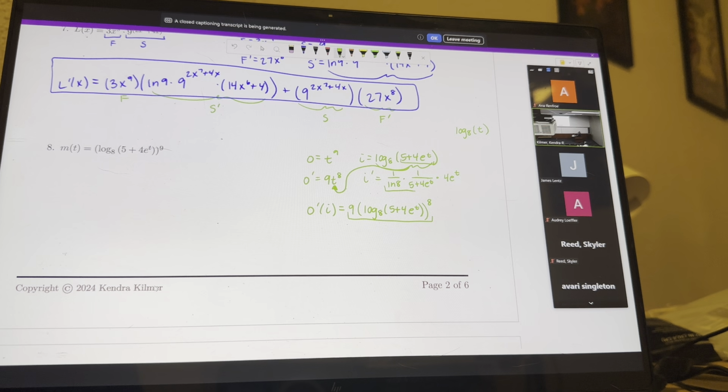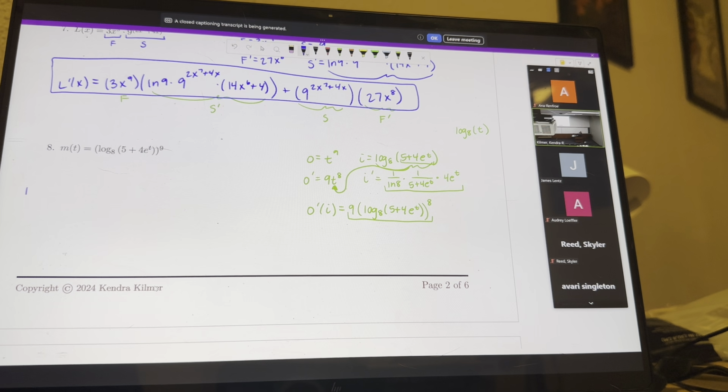And then this is the derivative of my inside, which was a composite function, so I had to use the chain rule. So I'm using the chain rule within the chain rule because I am dealing with a composite of 3 functions, right? The outermost function is t to the 9th. The middle function is log base 8 of t. And then my innermost function is 5 plus 4e to the t.